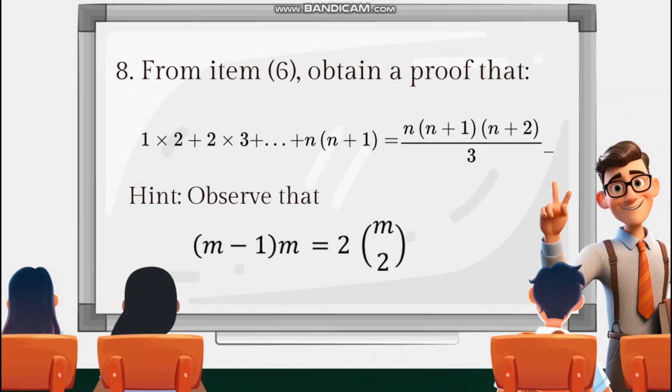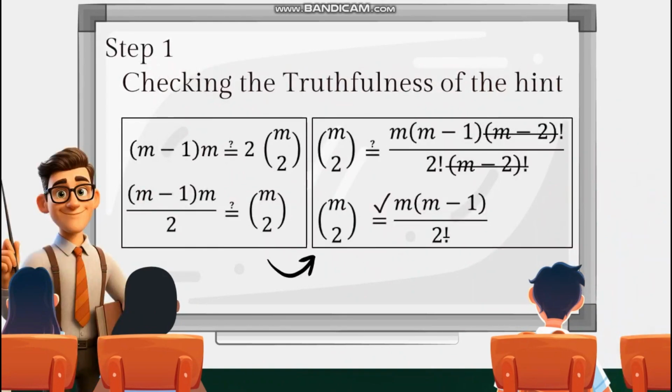in number theory. Our presentation focuses on problem number 8, which instructs us that from item number 6 we can obtain a proof that 1 times 2 plus 2 times 3 plus ellipsis plus n times the quantity of n plus 1 is equal to n times the quantity of n plus 1 times the quantity of n plus 2 all over 3. Hint, observe that quantity of m minus 1 times m is equal to 2 times the quantity of m taken 2. For our step 1, we are going to check the truthfulness of the hint.